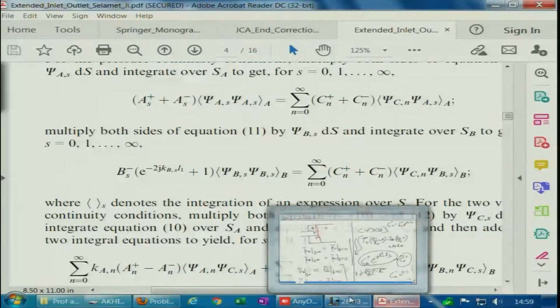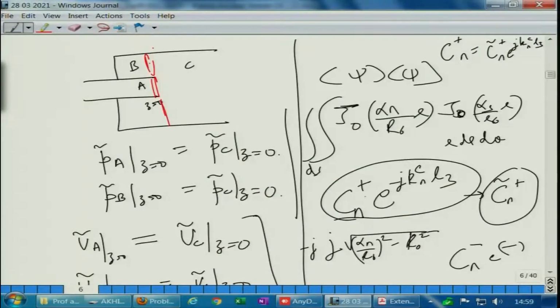So, we need to do something with this variable. What we did now was that we just set this guy Cn e to the power minus j k n Cl3 equal to Cn in the conditions at the outlet. But we should not be increasing the number of unknown variables, because we have only 6 sets of equations. Okay. So, what we do is a clever trick. This is trick 1 that we did at the outlet. Trick 2 at the inlet is that we just multiply this analytically with e to the power j k n Cl3. So, this will be Cn plus is equal to Cn tilde plus is equal to this thing.